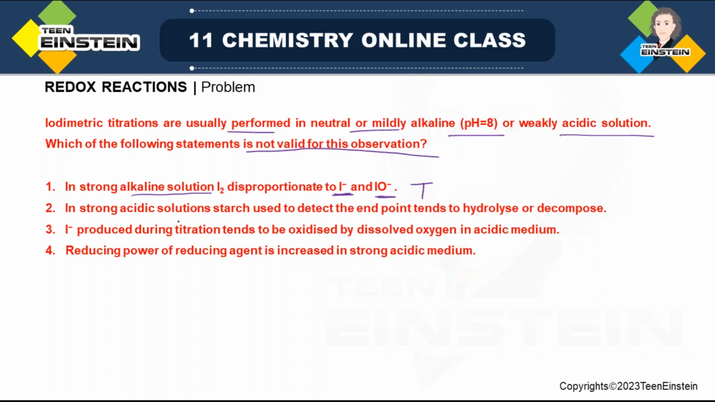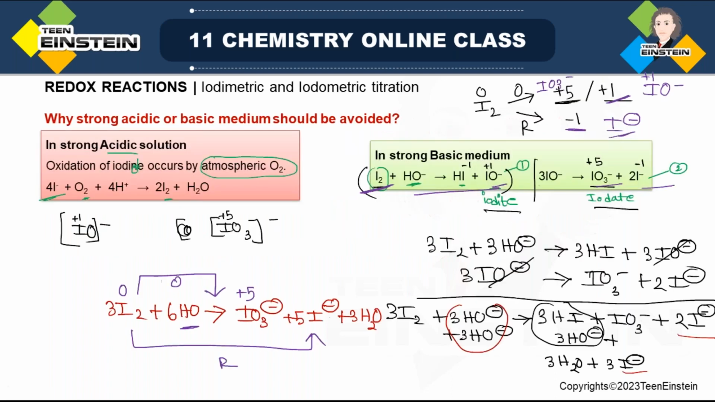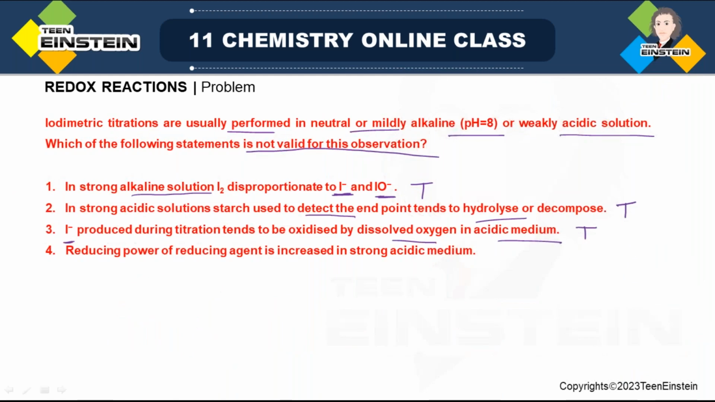Then, in strong acidic solution, starch, which is used as the indicator to detect the end point, itself hydrolyzes or decomposes. That I have also mentioned. This is the problem in strong acidic medium. This is also true. The third statement is that I minus produced during titration tends to be oxidized by the dissolved oxygen in acidic medium. This is also true. Remember, in strong acidic medium, it is talking about this reaction. So this is also true.